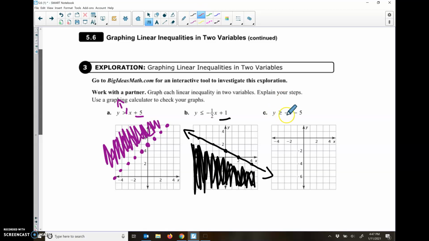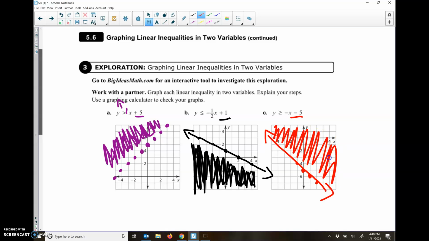If you look at C, I have -x minus 5. So again, starting with my y-intercept, -5, and then I'm going to go down 1, right 1, down 1, right 1. And let's try and connect these dots as straight as I can. And this is a greater than or equal to sign. So solid line, and then it's a greater than sign, so I'm going to color everything above the line there.